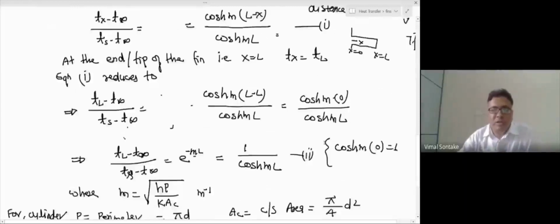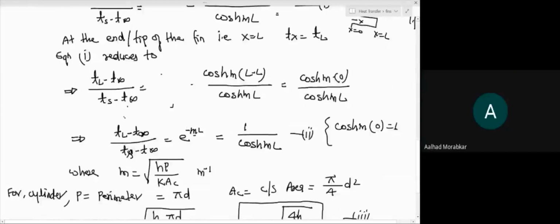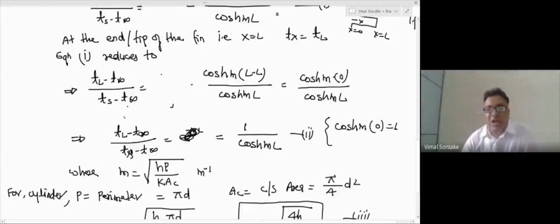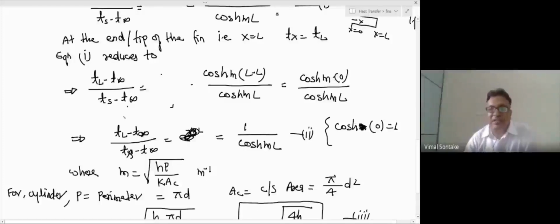Now what was your question? Sir, cos h of 0 is 1 and we have there m as variable as well. So it should be m upon cos h ml, or is it correct? It is correct. See, cos of hyperbolic m into 0 will become 0. Sir, but m is outside the bracket. No, it is inside. It is actually like this.